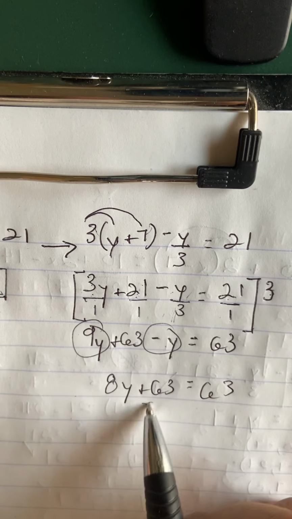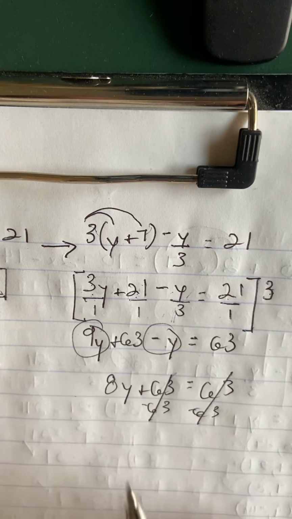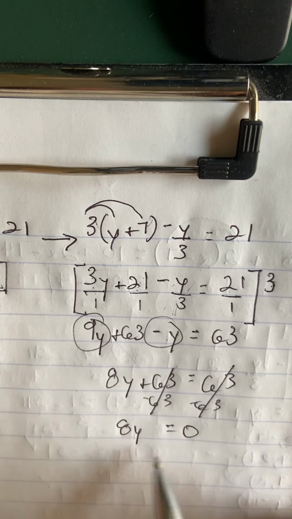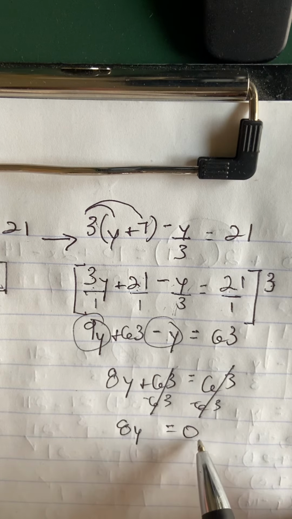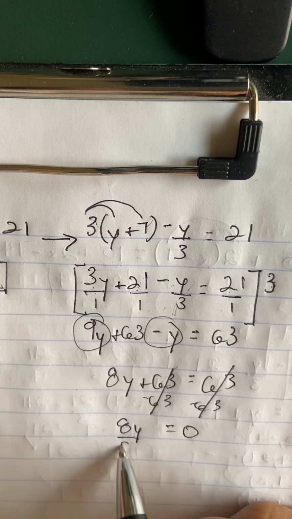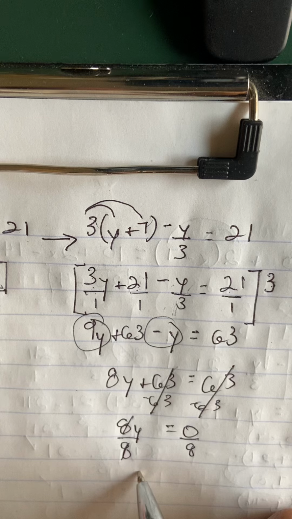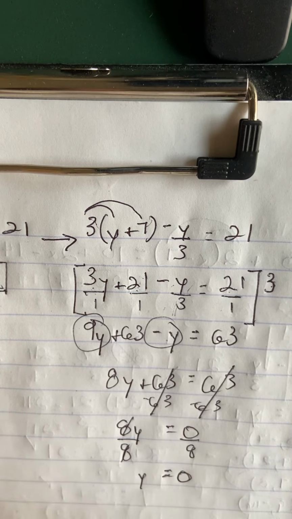And then I'm going to do minus 63 on the left side and minus 63 on the right side. They cancel out, and I'm left with 8y equals 0. I know that 8 times 0 is the only thing that will give me 0, so I already know y is going to be equal to 0. But algebraically, I would divide by 8 on both sides. So I get y is equal to 0.